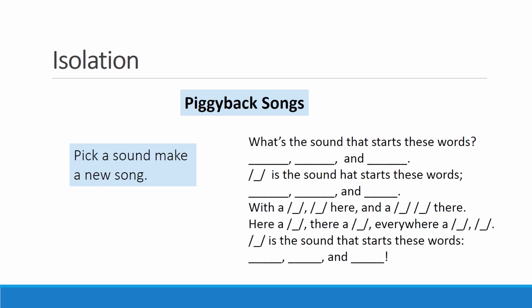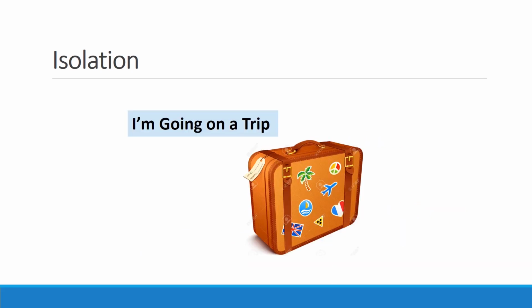You can pick a new sound and make up a new song. Here is an old travel game that works with phoneme isolation. We're going on a trip and everything we take has to begin with m. I'm going on a trip and I'm going to take a marker. Go around the group and have students say what they will bring on the trip.